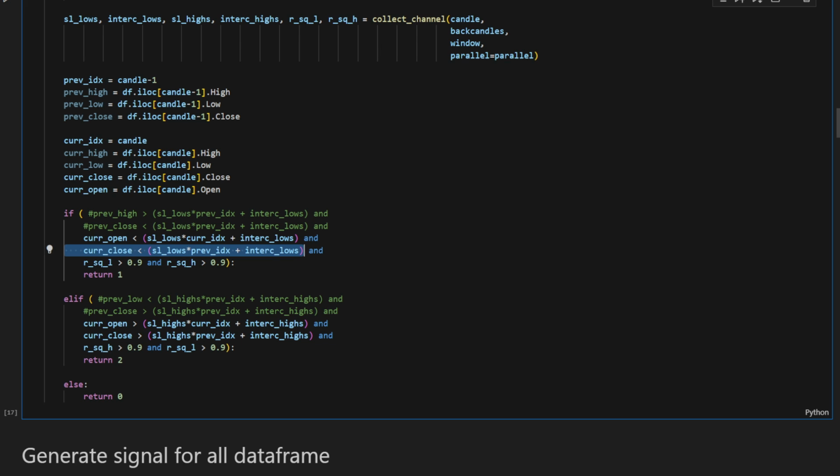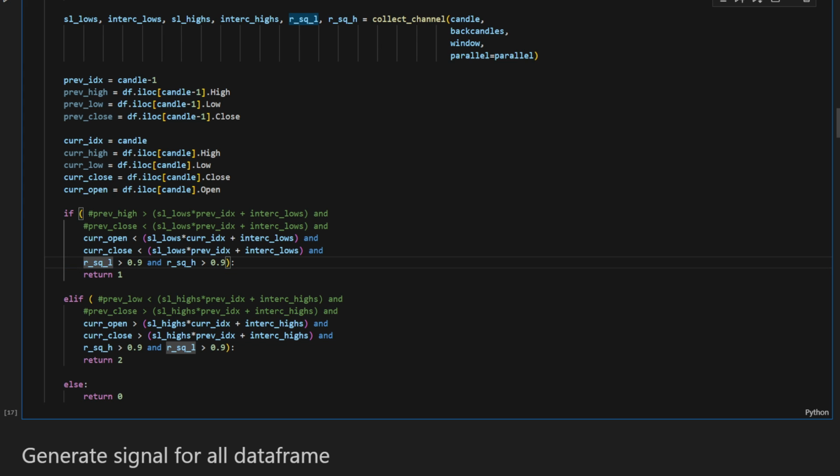You might want to add the highs and the lows as well. You might want to consider the previous candle conditions as well. So it depends how you want to detect the breakout in this case. I'm taking a simple case where if the current candle opens and closes below or above the channel, then we have a signal. But at the same time, we need a good fit.